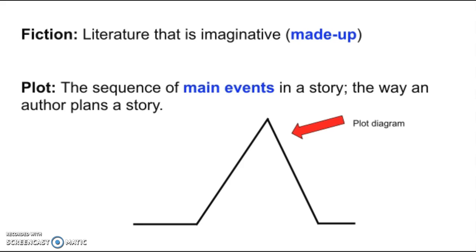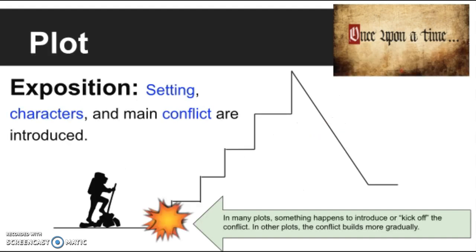Okay, our second term is plot. Plot is the sequence of main events in a story, or the way that the author plans the story. And the plot diagram is typically shown like this, where you have a beginning, rising action, climax, falling action, exposition. Okay? But most of the time, plot diagrams actually look more like this. They're jagged. Okay? It's a rough ride to the top. There are ups and downs that the characters experience. It is not a smooth line.